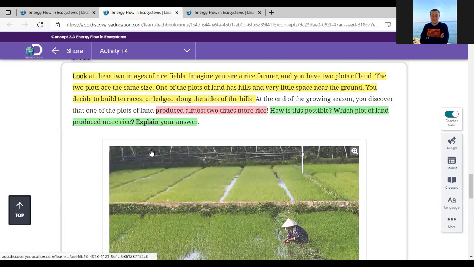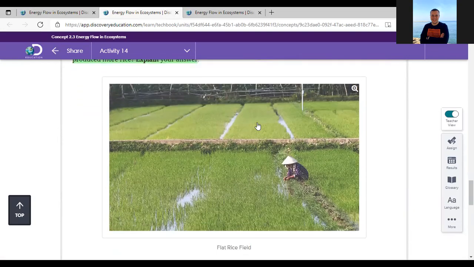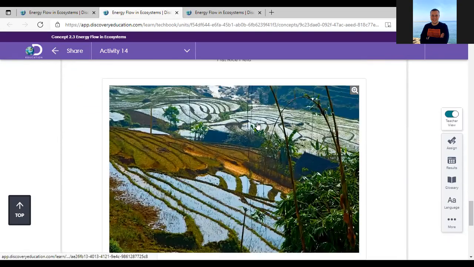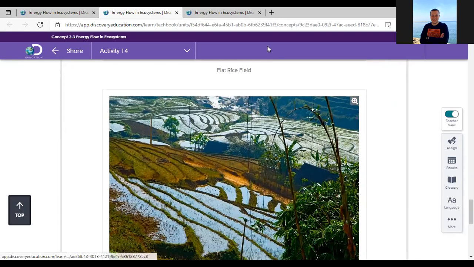Can anyone guess? Can you tell? Can you guess which piece of land produced more rice and why? Come on, guys. Can anyone tell which land produced twice the rice and why? Come on, grade 5. Okay. Mustafa?